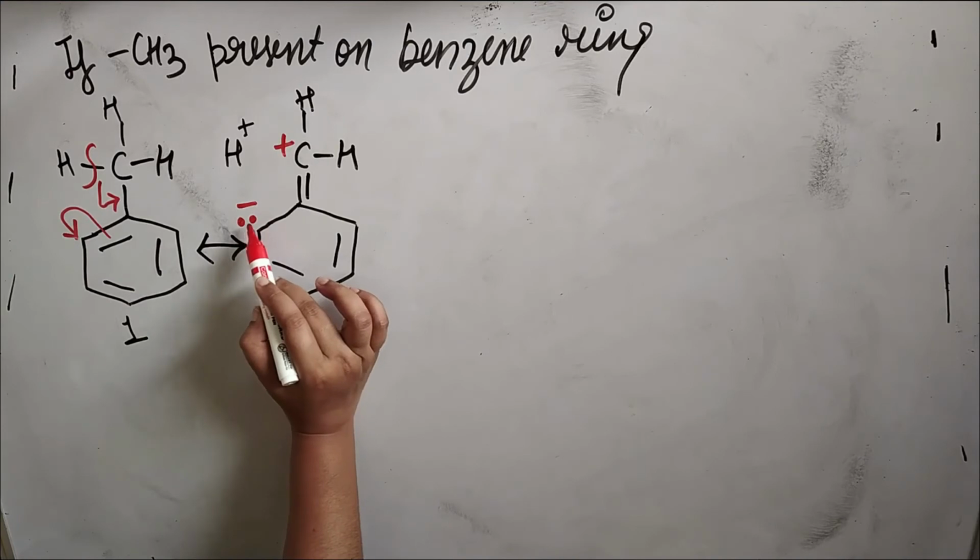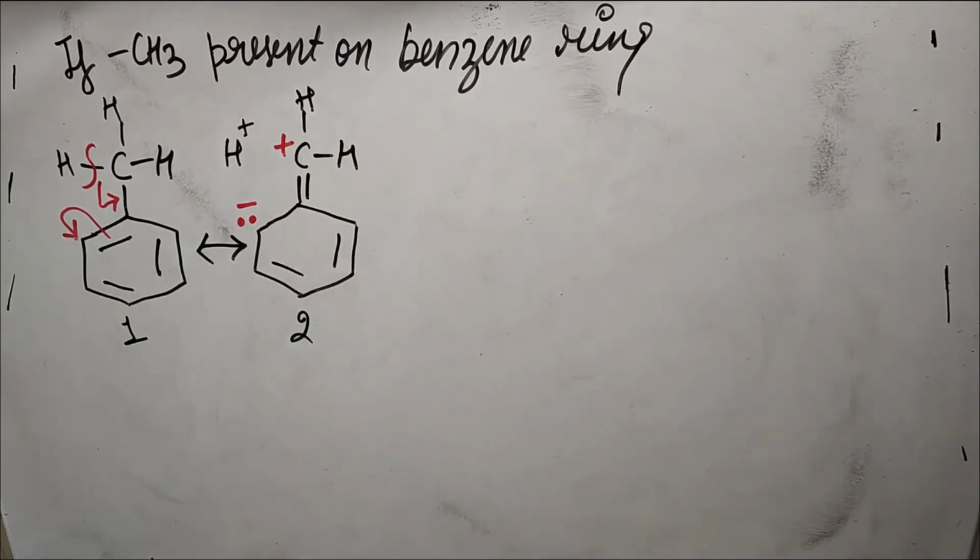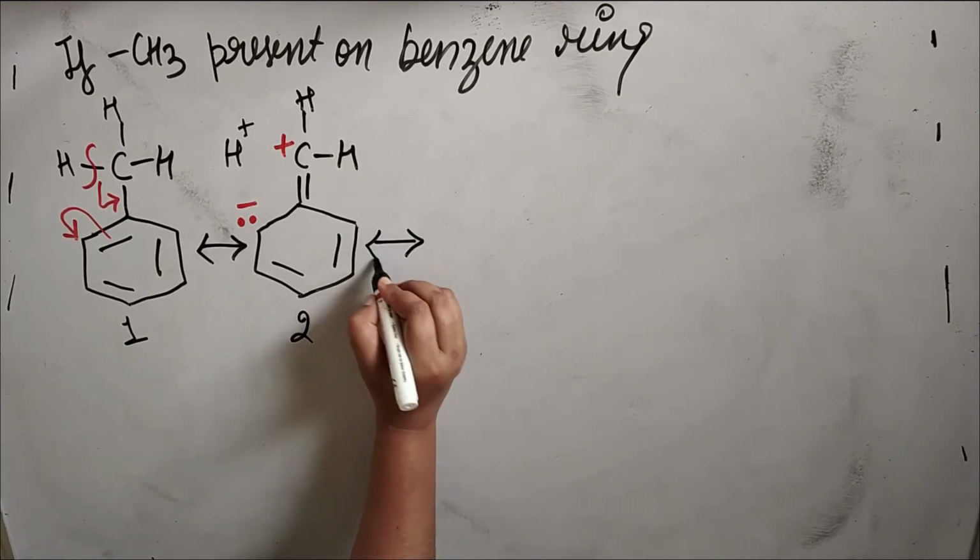So at the ortho position the negative charge will appear. So this is the case of the second structure. Now let's see the third structure.